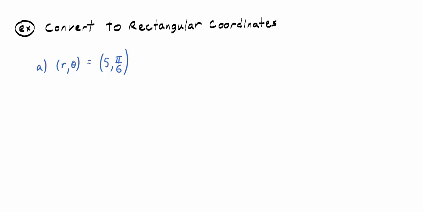So let's use one or more of those relationships. Here we're going to convert to rectangular coordinates. You're given (r, theta) equal to the point (5, pi over 6). So r is 5, and theta is pi over 6. We want to convert to (x, y), so we want x. What formula up here do we use?